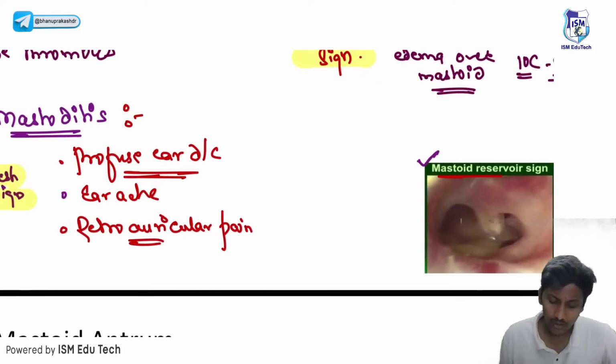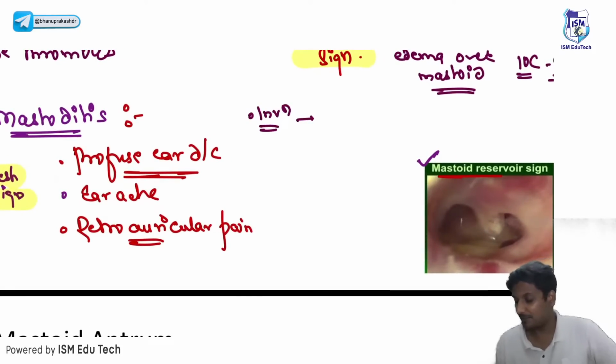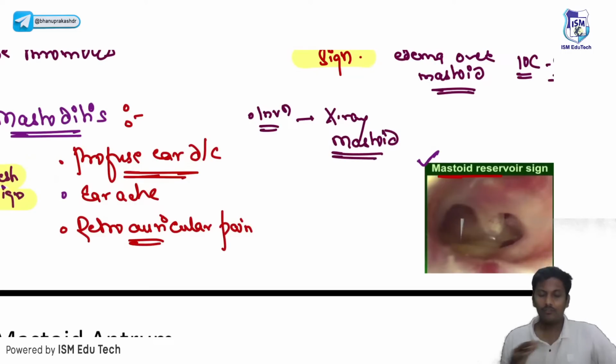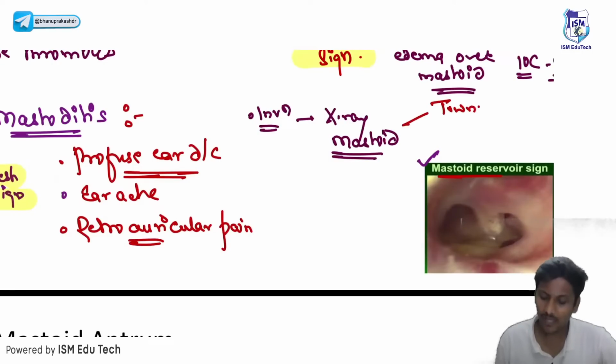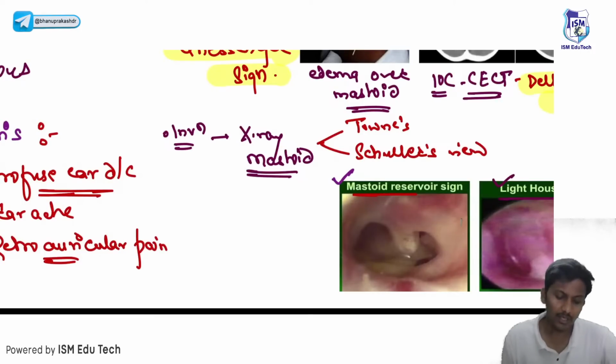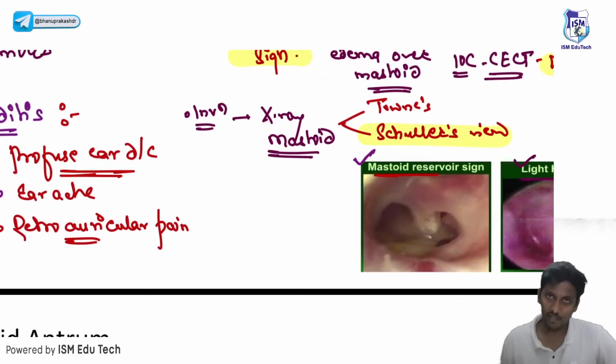Then if I talk about the investigations, as the patient will have hearing loss also, send the patient for PTA, pure tone audiometry. But important is to take an X-ray mastoid of this patient. It will be taken in two views. One is the anteroposterior view, known as the Towne's view. The second is the right or left lateral oblique view, known as the Schuller's view. The better view is definitely the Schuller's view because it covers more area. For further confirmation, you can also go for a CT of the mastoid.